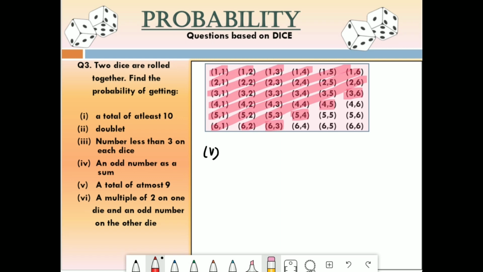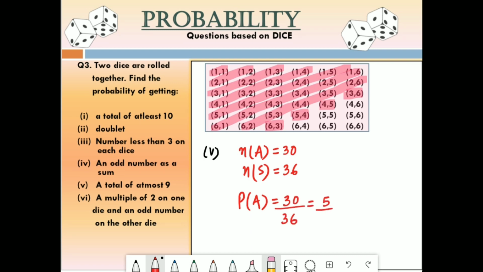So in total, when we count this, you will get favorable outcomes equal to 30. And total outcomes is equal to 36. So probability of this event will be equal to 30 divided by 36. And after simplification you will get 5 upon 6 as the final answer.